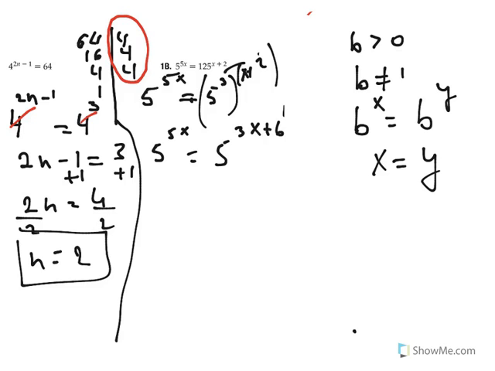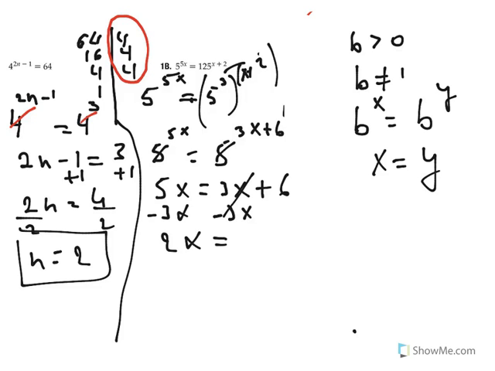I can use the property of equality for exponential functions again, because the base is the same, 5 and 5. So I can say 5x equals 3x plus 6. This is a linear equation. You have variables on both sides of a linear equation, so you have to move the variables to one side. I'm moving the 3x to the left side. 5x minus 3x gives me 2x equals 6. I divide both sides by 2, so x equals 3.